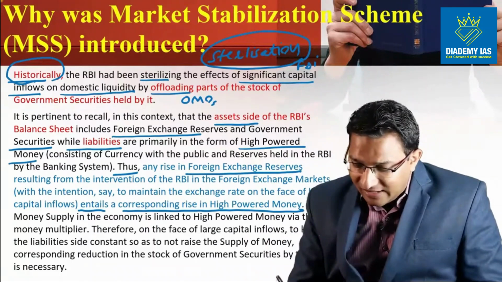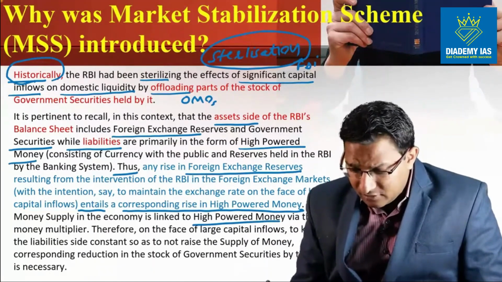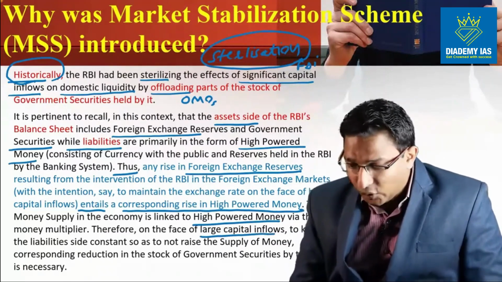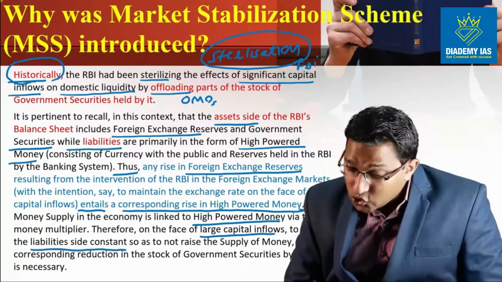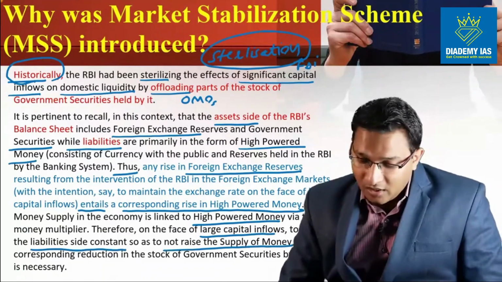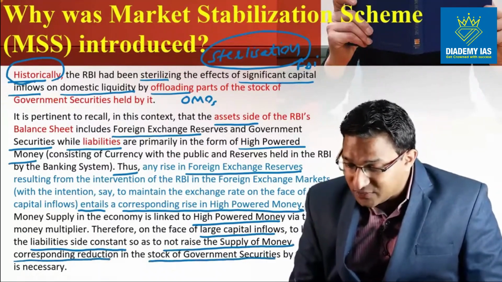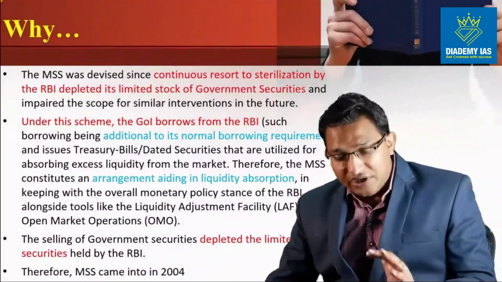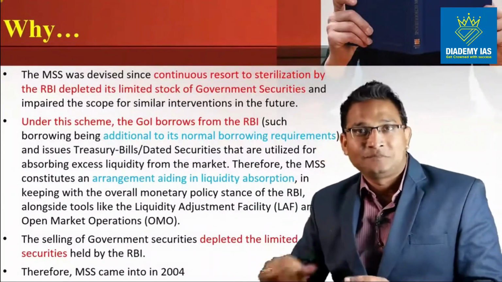The money supply in the economy is linked to the high-powered money. Therefore, in the face of large capital inflows, to keep the liability side constant so as not to raise the supply of money, a corresponding reduction in the stock of government securities by the RBI is necessary. Now read this, take 30 seconds and then I will discuss this.